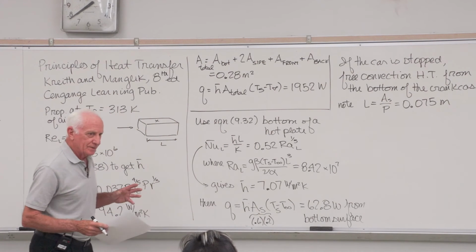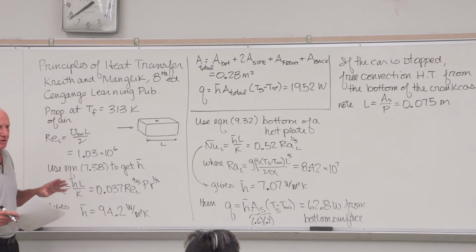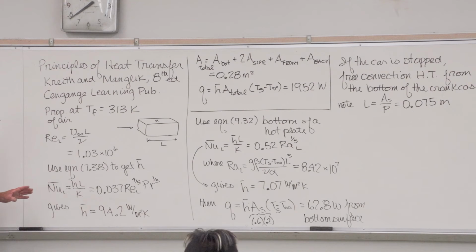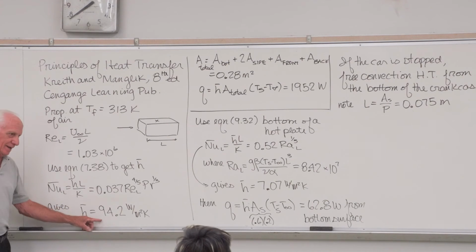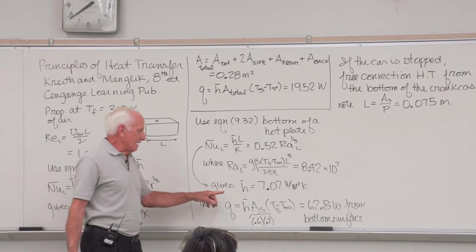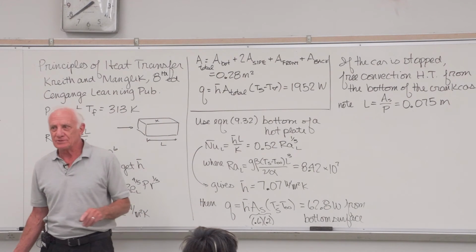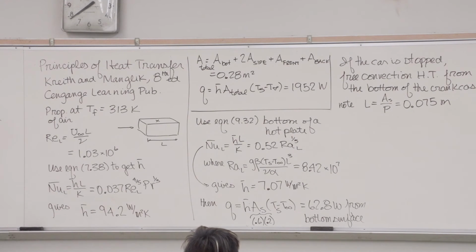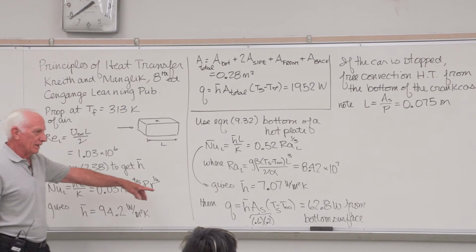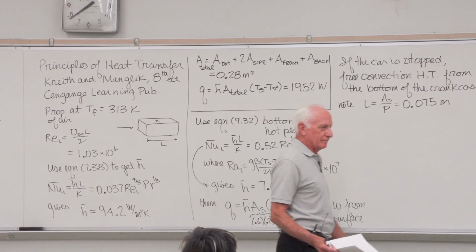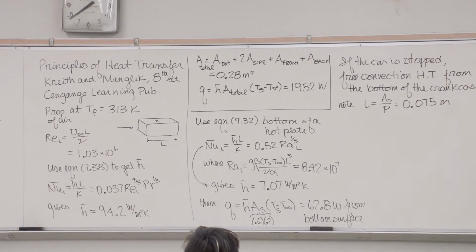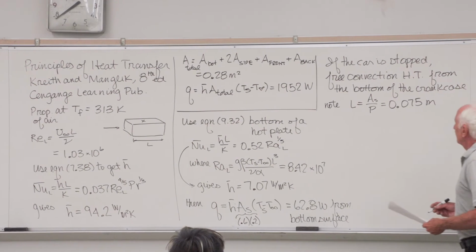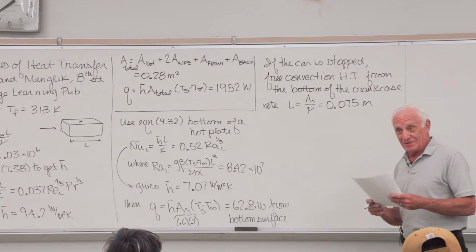But the interesting thing is the h bar value. Look, when the car is moving, h is 94. Look, when the car is stopped, 7. It drops dramatically when it's stopped. You're not going to get the heat transfer because it's still air on the bottom of a hot plate. Two bad news: stopped car and on the bottom of a hot plate. Okay, any questions on that before we go on?